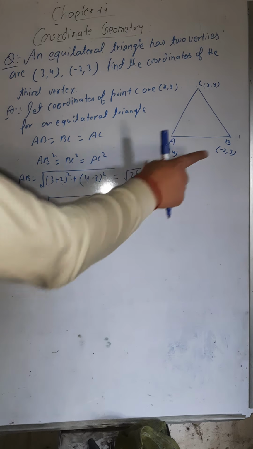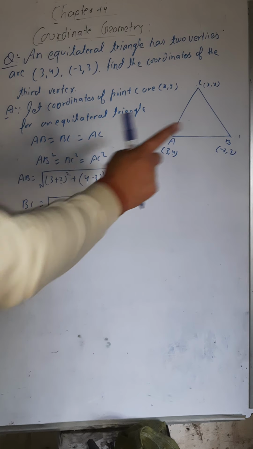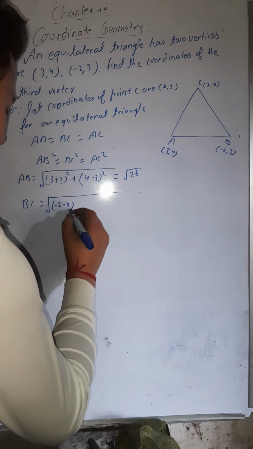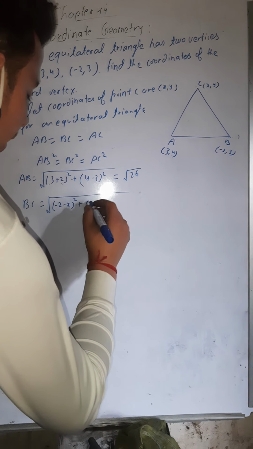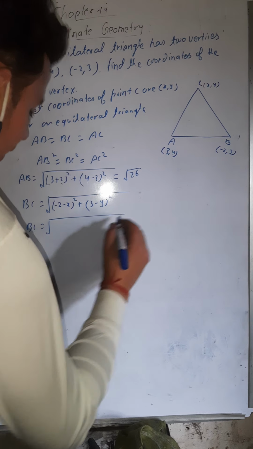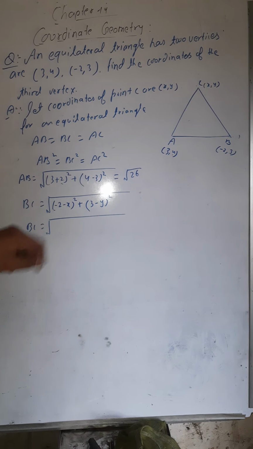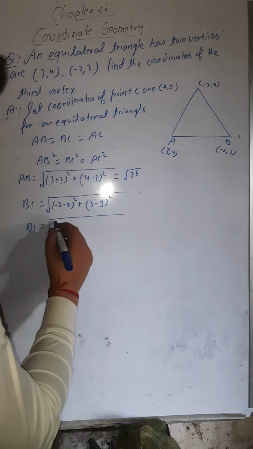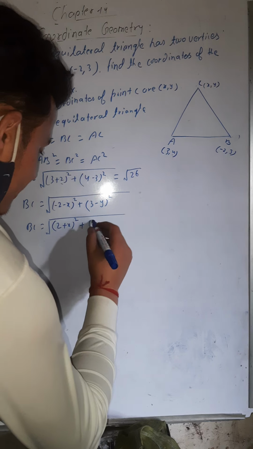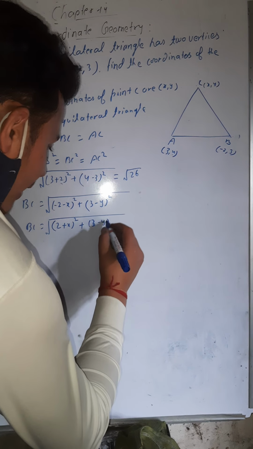Now I am going to find out BC. This also you can find out. x2 minus x1 means minus 2 minus x whole square plus y2 minus y1 means 3 minus y whole square. So from here BC will be equal to under root. Now look here, these both will become plus. If I take this minus sign common, both will become plus and square of minus will be plus. So you can write it 2 plus x whole square and this as it is 3 minus y whole square.